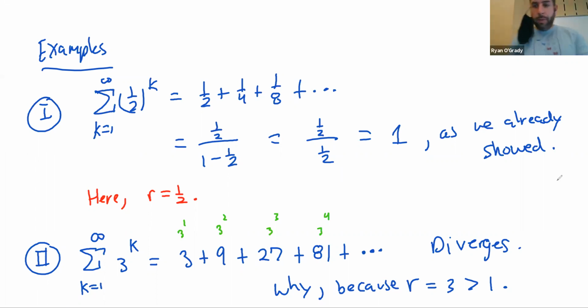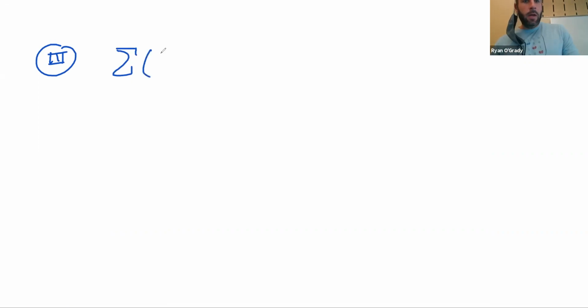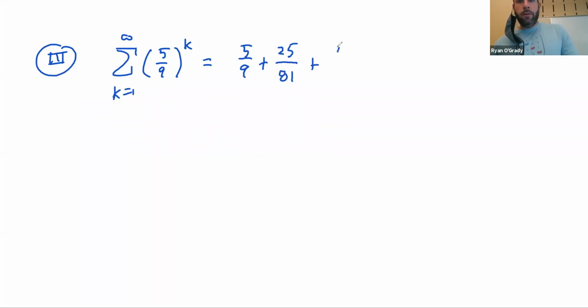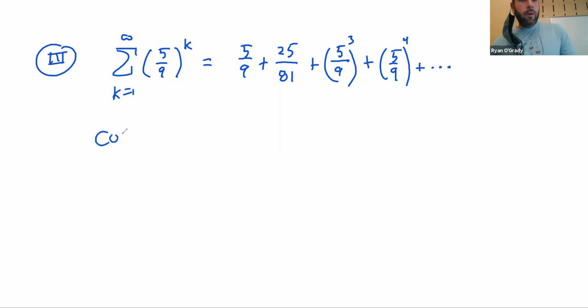Now, if we go to the next page, let's do another example. Let's say the third example. So let's look at this guy. How about 5/9 to the power k, where k goes from 1 to infinity? This guy would be 5/9 plus 25 over 81, plus 5/9 cubed, plus 5/9 to the 4th, etc. This guy converges.